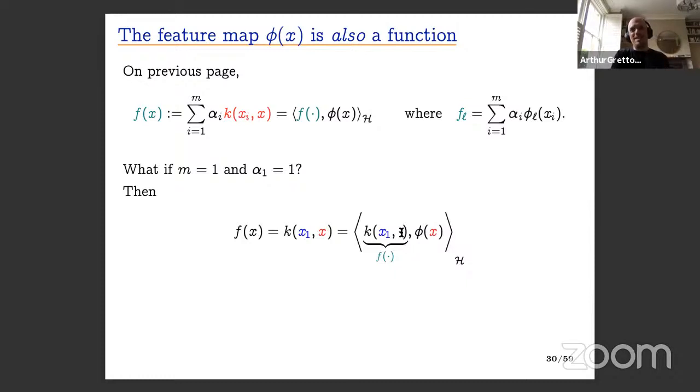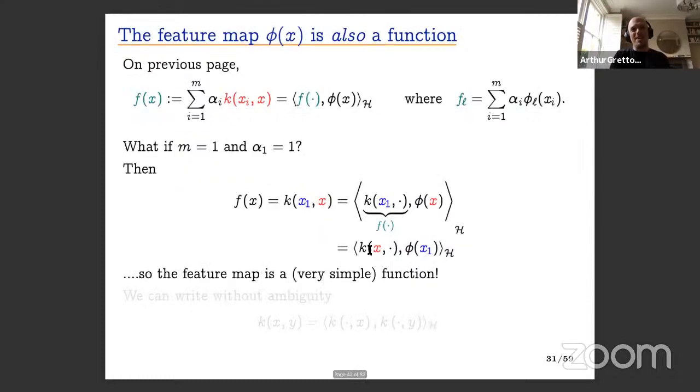But then you might look at that and say, but why that ordering? Why not write it as k of red x and phi of blue x_1? And you're absolutely right. So k of red x is also a function. And the higher level picture of this is that my feature map is a very simple function. The simplest function I can get in my space is the kernel centered at some x. That's a valid function. And therefore, we can write without ambiguity, k of x, y is k of dot, x and k of dot, y. So k of dot, x is a function, a kernel centered at x. K of dot, y is a function, a kernel centered at y.